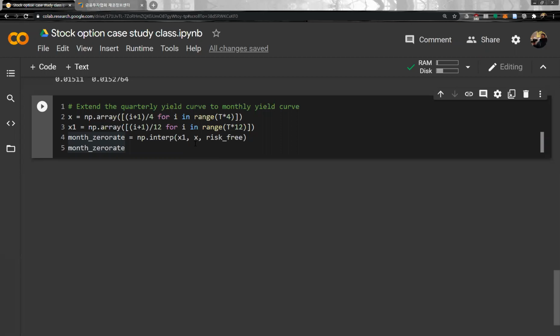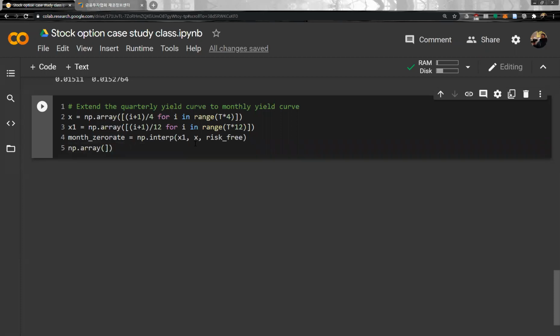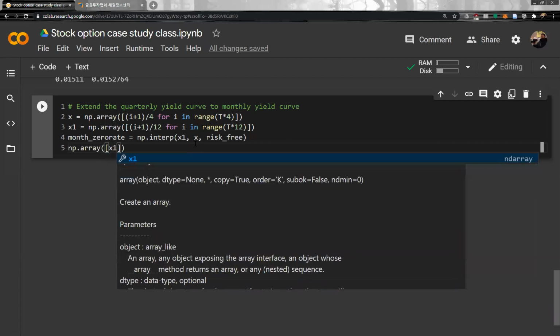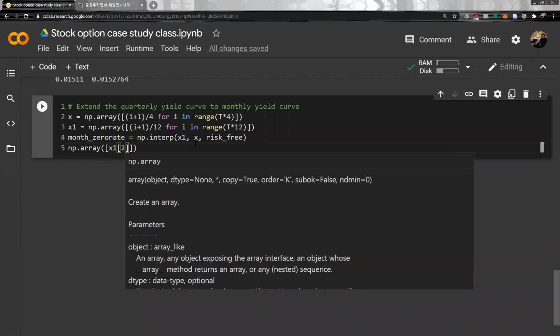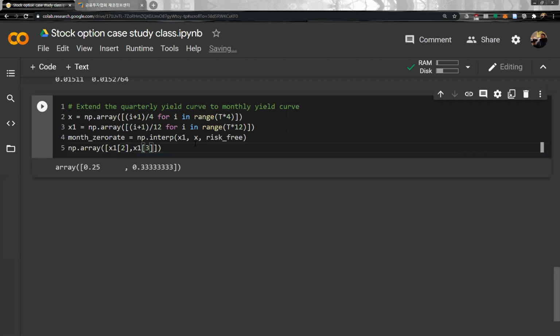So what we are going to do is, okay, let me delete this one. And then x2 is np array, let me check first, np.array. The first one is the third month, so x1, the third month, and then the fourth month. Okay, so it is third month and fourth month. That's fine. Let's look at the x2.